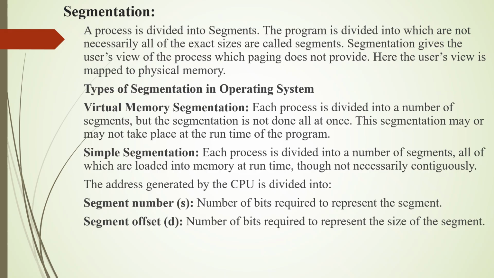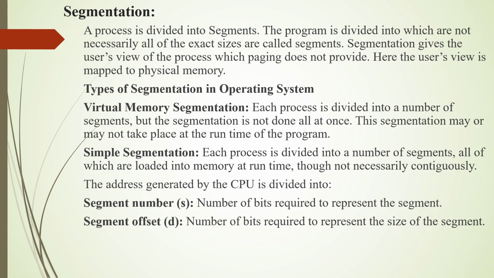There are two types of segmentation. The first is virtual memory segmentation. In this method, a process is divided into multiple segments, but all segments are not loaded into memory at the same time. Segments are loaded only when they are required during execution. This helps in efficient memory utilization.